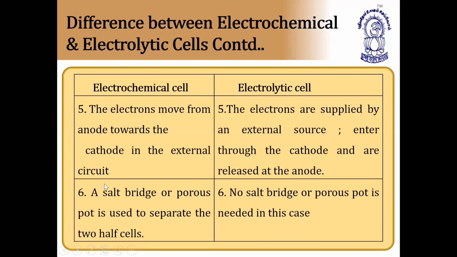Very, very important point. Next, a salt bridge or a porous pot is used to separate the two half cells, and no salt bridge or porous pot is needed in this case, as you already know. So these are the main differences between electrochemical cell and electrolytic cell. Next.